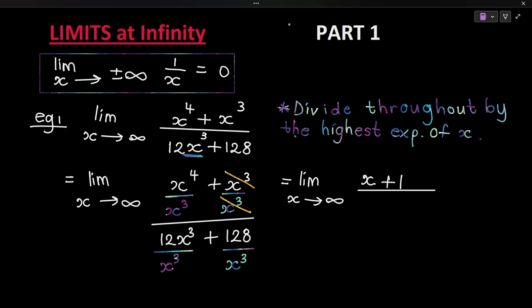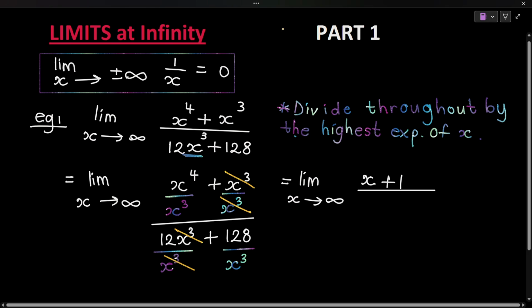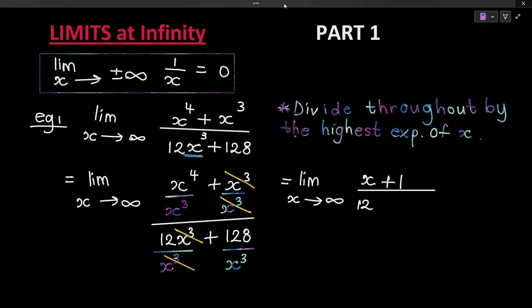In the denominator, we've got 12x cubed over x cubed. Those two can cancel out with each other as well. We are just left with 12. And in the next term of the denominator, we have 128 over x cubed. Now, there isn't anything that can be cancelled out there, so that is going to stay as is. 128 over x cubed.